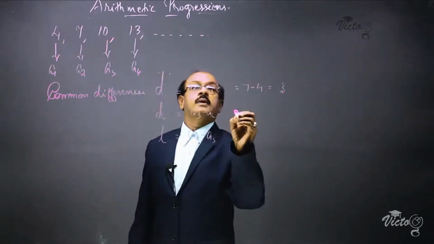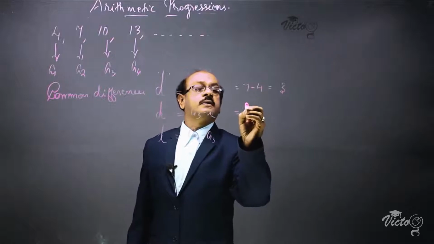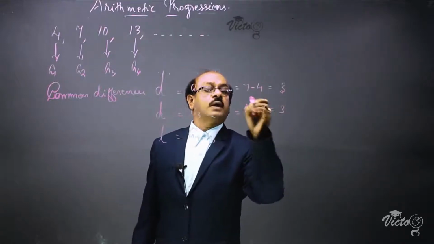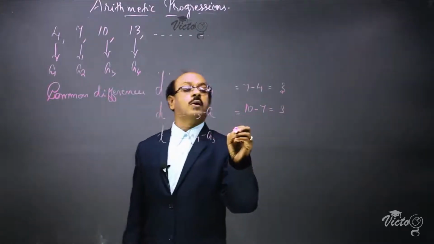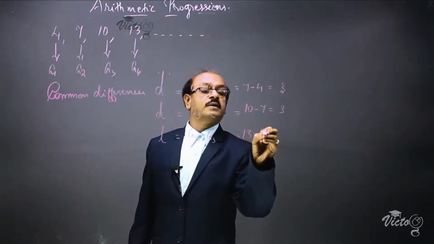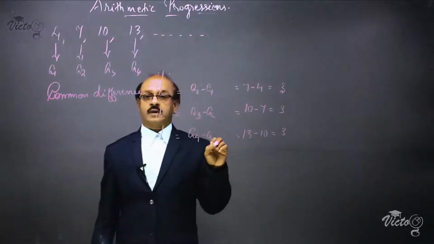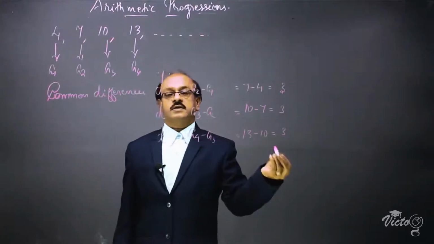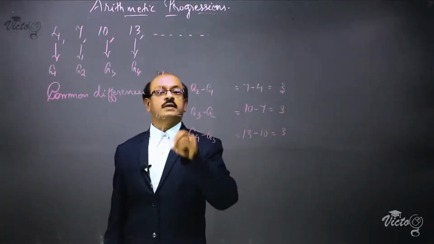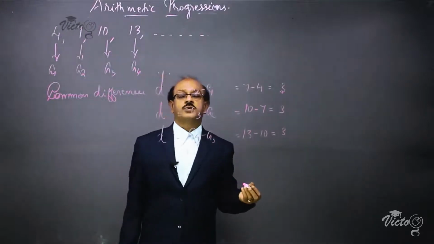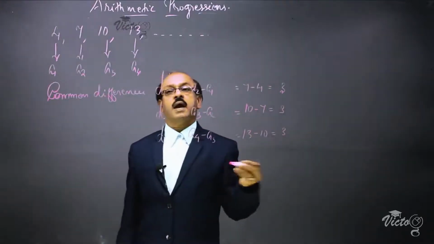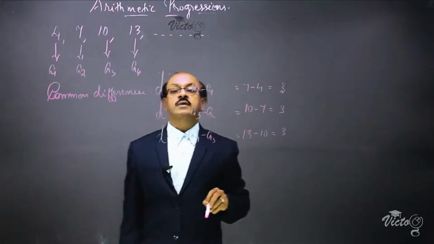Or 10 minus 7 is equal to 3. Also we are getting 3. Or 13 minus 10 is also equal to 3. Thus we are getting the common difference by subtracting a term from the next term. That is A2 minus A1 or A3 minus A2 or A4 minus A3 and so on. We are getting the common difference d.